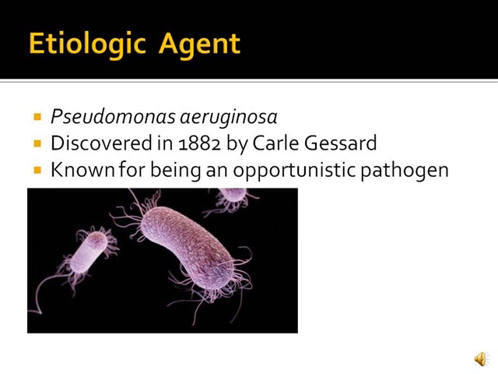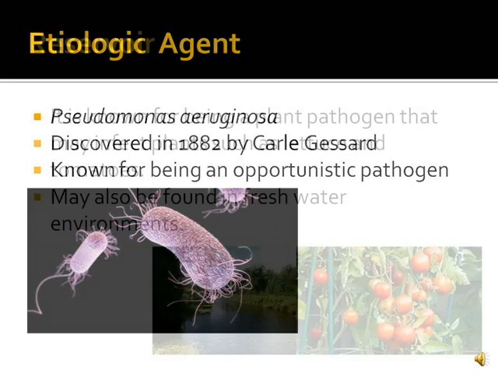Okay, so this bacteria was first discovered in 1882 by Carl Gezzard from wound infections in soldiers whose bandages had a blue and green color. And this bacteria is known for being an opportunistic pathogen. And this is primarily because it targets individuals who have a suppressed immune system.